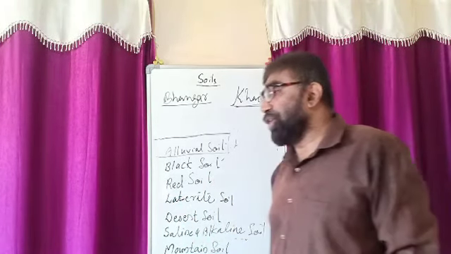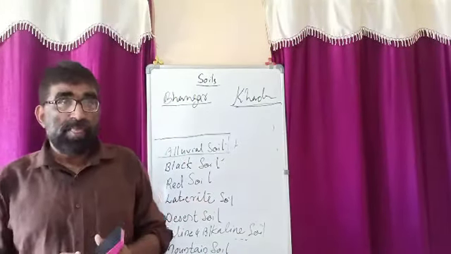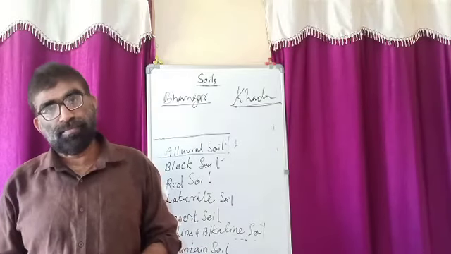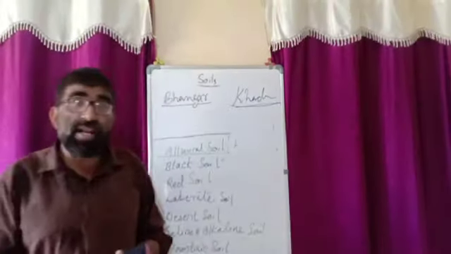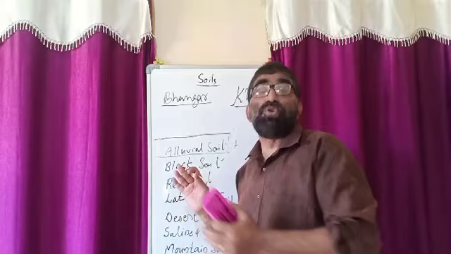Then suitability of the crops. So alluvial soil is fertile, and alluvial soil consists of potash and lime. Okay, it is rich in minerals. It is rich in potash and lime, and it lacks nitrogen and phosphoric acid.